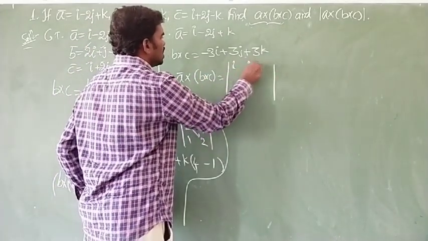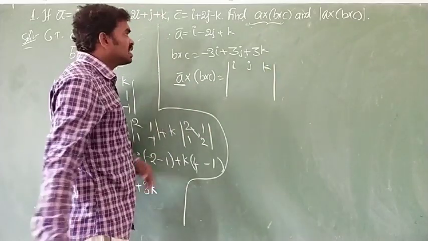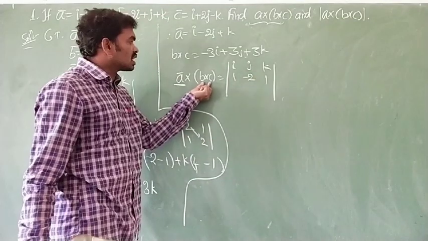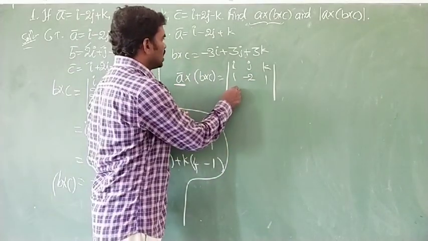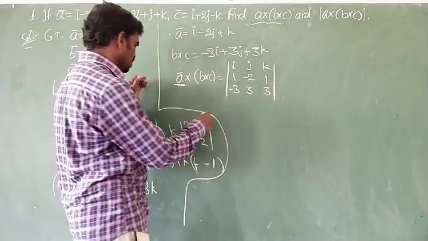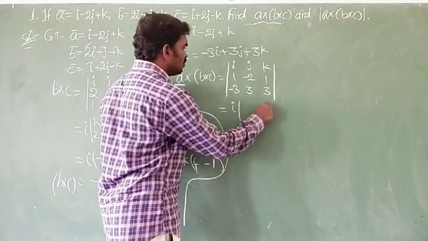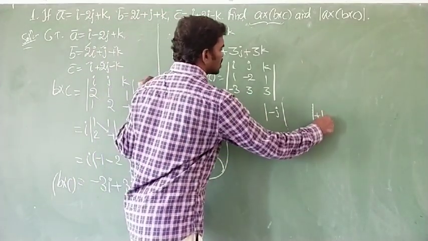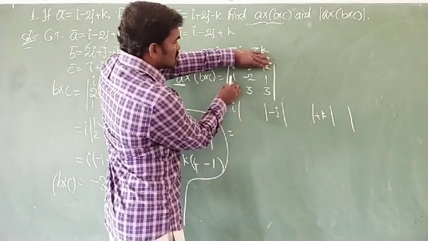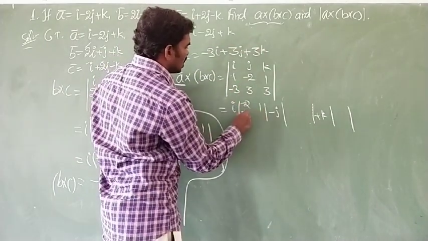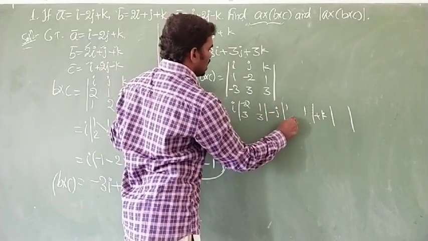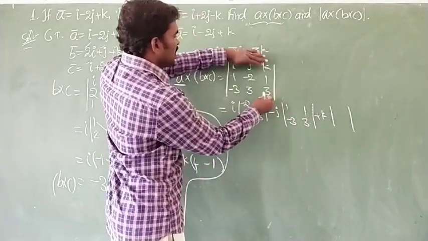First I, j, k as a determinant. Vector A means what? 1, minus 2, 1. Write down 1, minus 2, 1. Next B cross C. B cross C means what? Minus 3, 3, 3. Now let us simplify this. So which is equal: I into, next minus j into, next k into. I column, I row closed, remaining minus 2, 1, 3, 3. Next j column, j row, 1, 1, minus 3, 3. Next k column, k row, 1, minus 2, minus 3, 3.